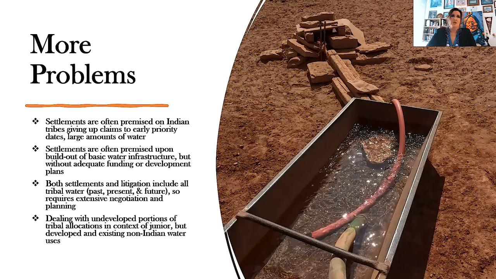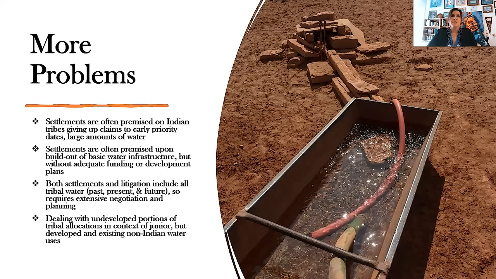More problems. Typically in the congressional settlement approach, the premise is the Indian tribes give up their very early priority dates to very large volumes of water. They settle claims against the United States for those, and in return, they get money in settlement for those claims so that they can build out basic water infrastructure.